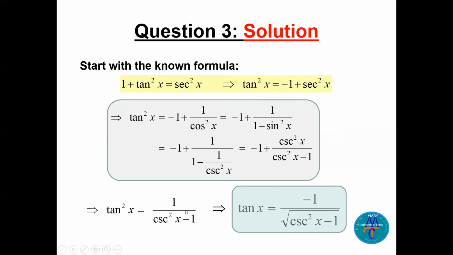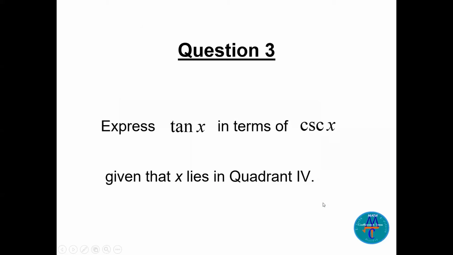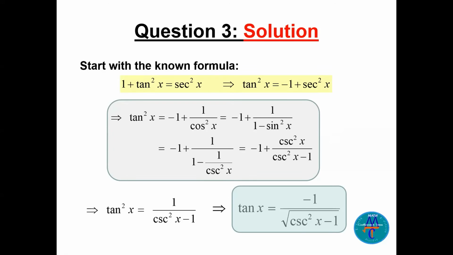Take the square root of both sides. Tan of x will be plus or minus, remember. Why do we choose this minus? Because x is in quadrant 4, so the tan of x will be negative, and this square root will be a positive value.